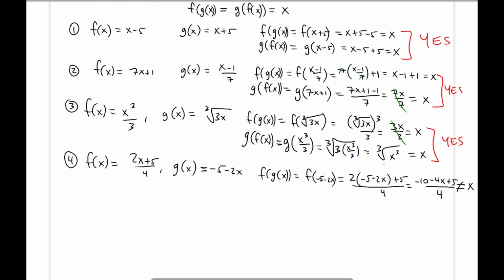So that's already enough to not even test the second g as a function of x, because one already failed. If one of them fails, it's not equal to x. You don't even have to test the other one, because even if the other one is equal to x, the first one fails. The first one is not equal to x. So that's a big no. These two are not inverses of each other.